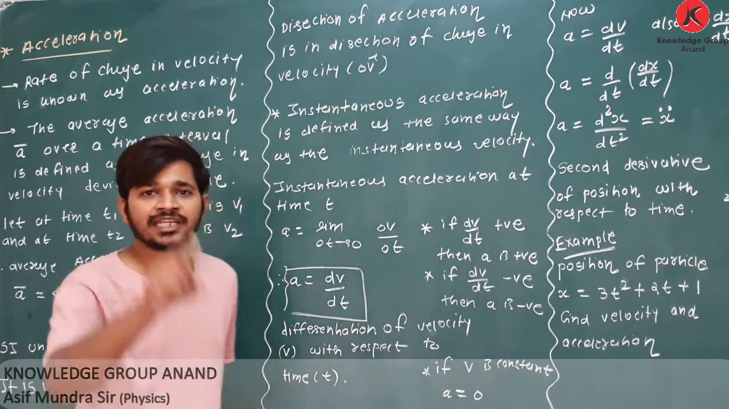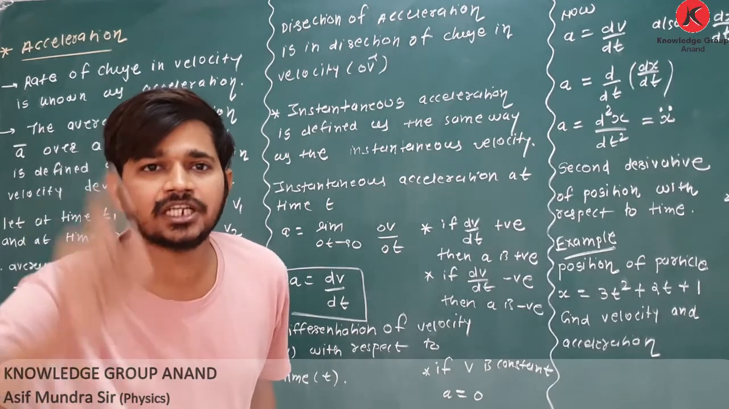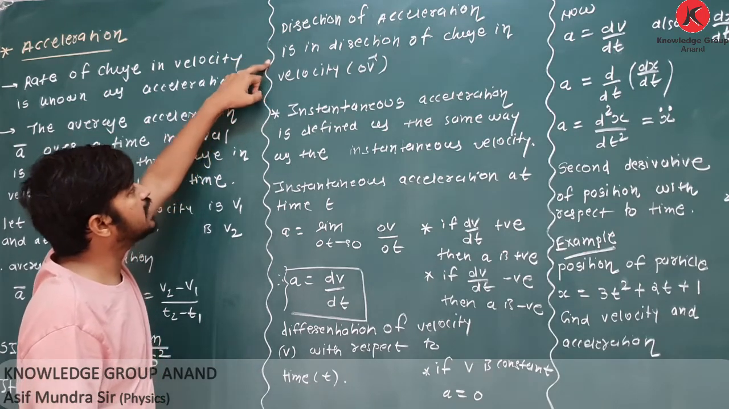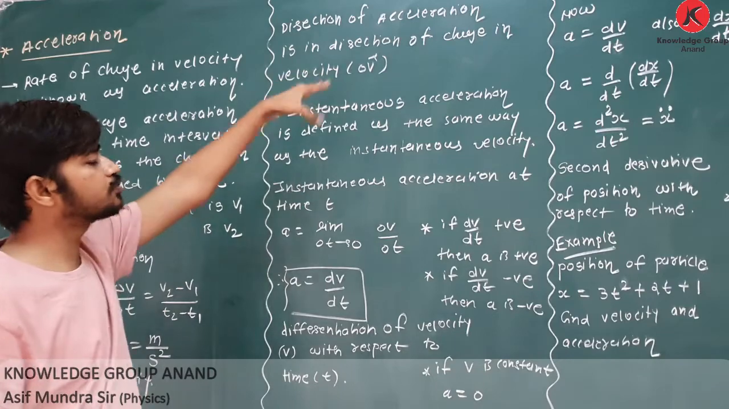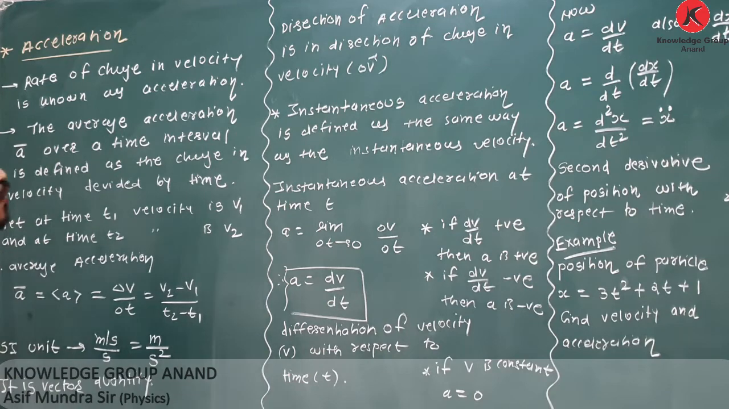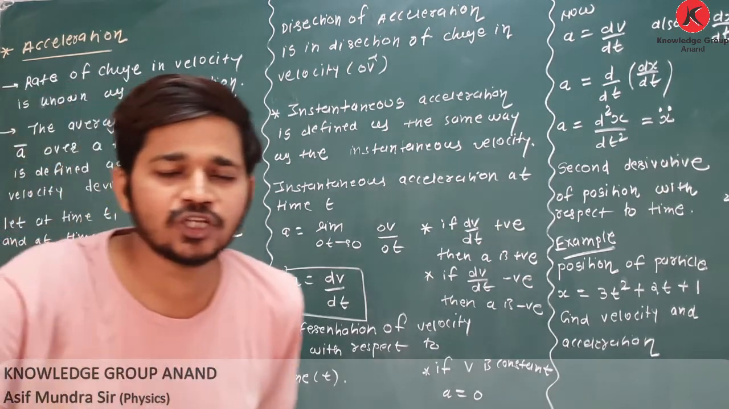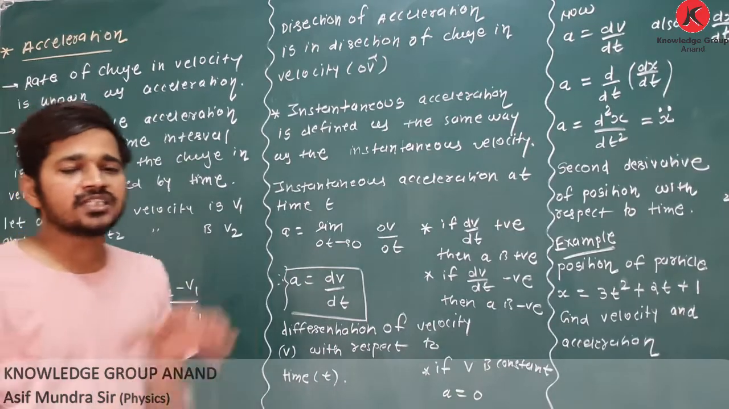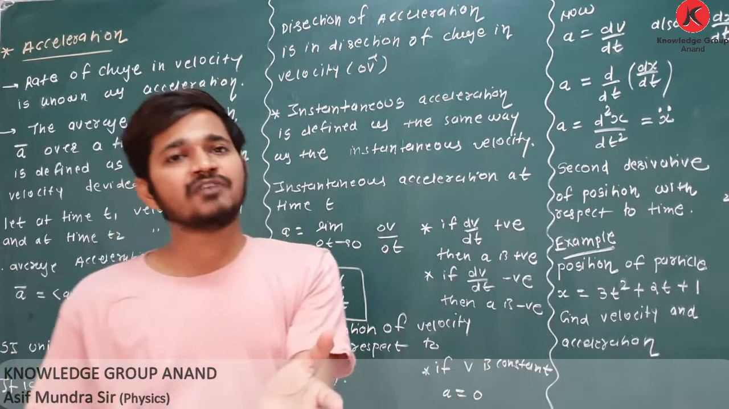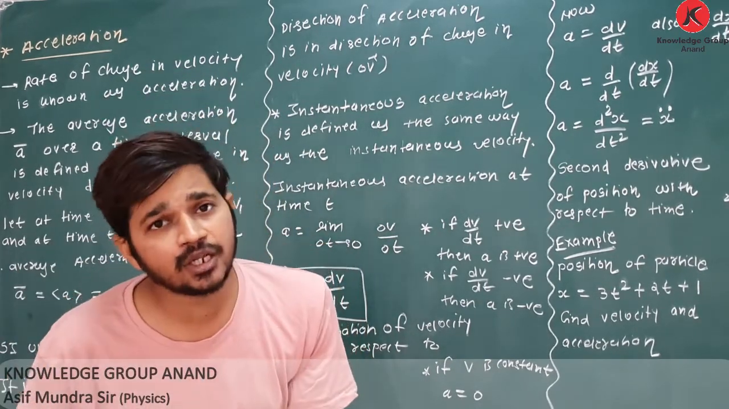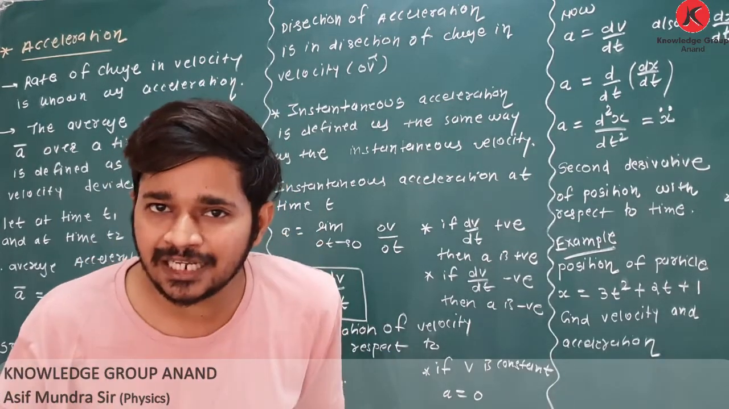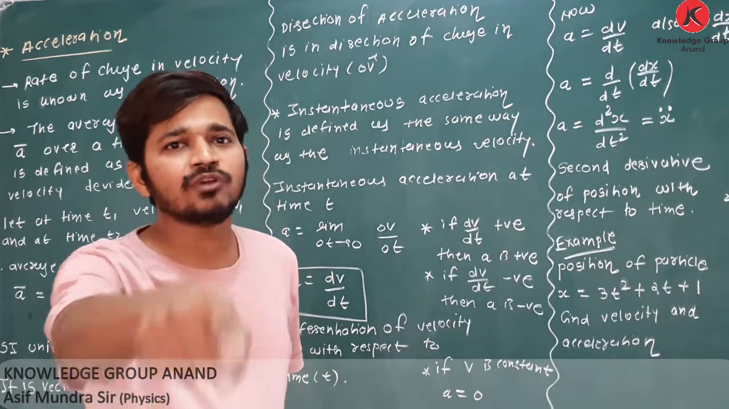Similarly, acceleration is in direction of change in velocity. You have to remember this point. Direction of acceleration is in direction of change in velocity. a is in direction of delta v. If delta v, change in velocity, is positive, acceleration is positive. If change in velocity is negative, acceleration is negative. And if velocity does not change, velocity is constant, uniform motion, then acceleration will be zero.